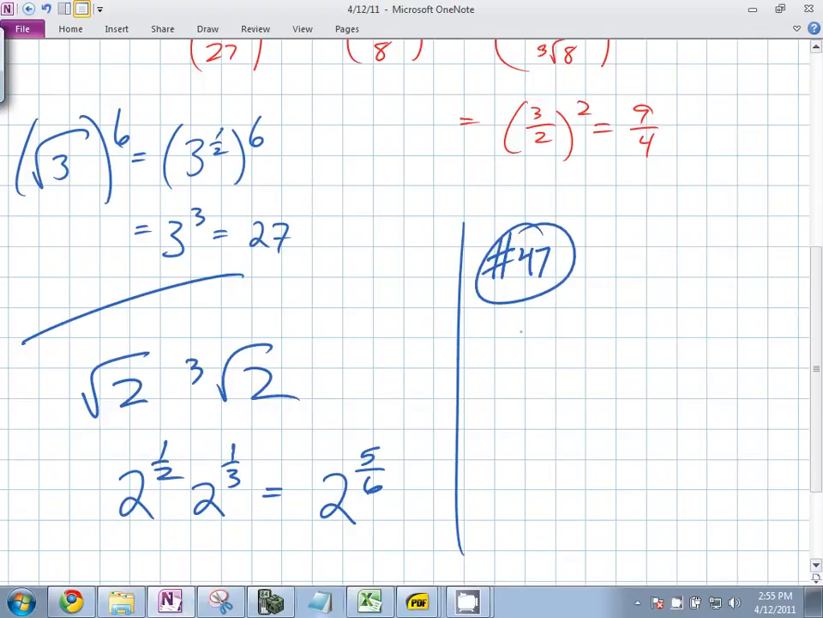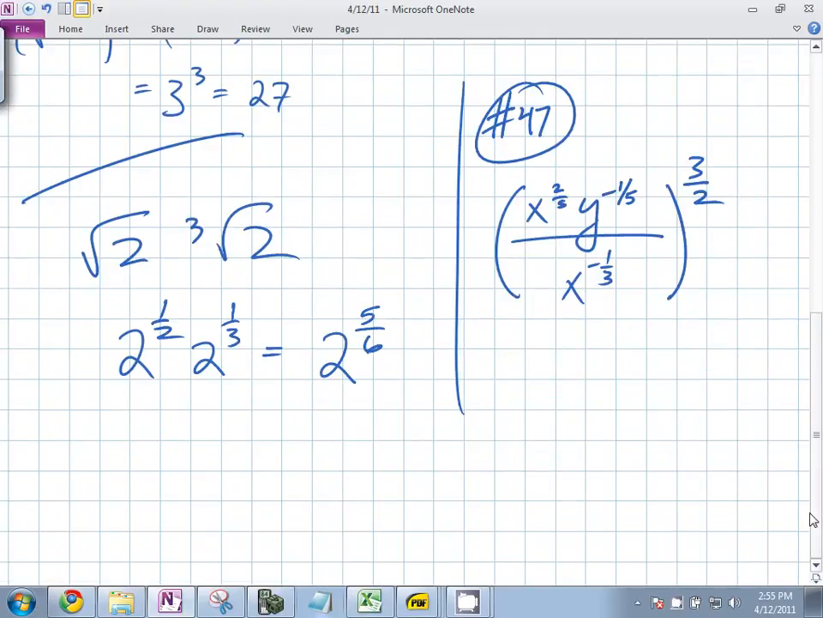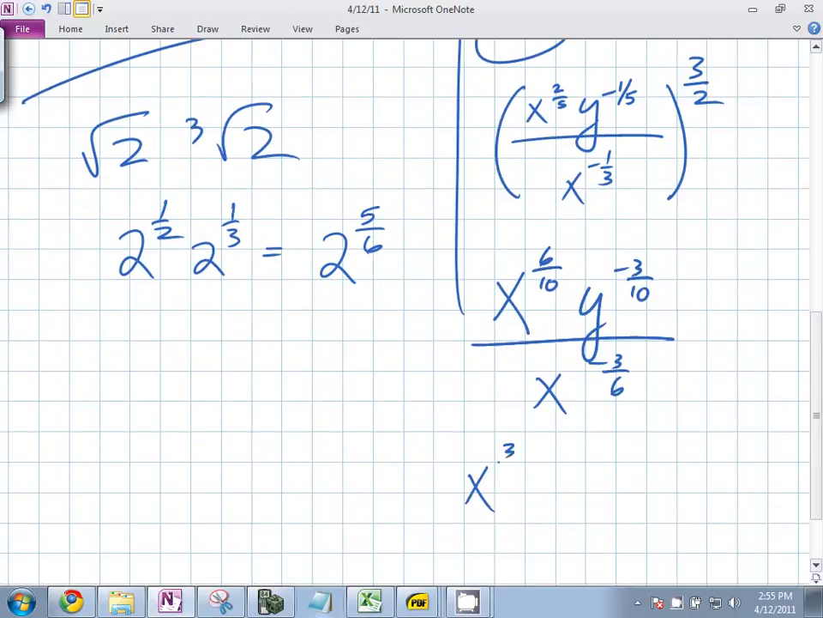47. Sure. 47 is x to the 2/5, y to the negative 1/5, all over x to the negative 1/3, to the 3 over 2. What do you do with the 3 halves? You distribute through everything. So it's going to be x to the 6/10, y to the negative 3 over 10, over x to the what? Simplify those before you do anything. X to the 3/5, y to the negative 3/10 over x to the negative what? Negative 1 over 2, yep.